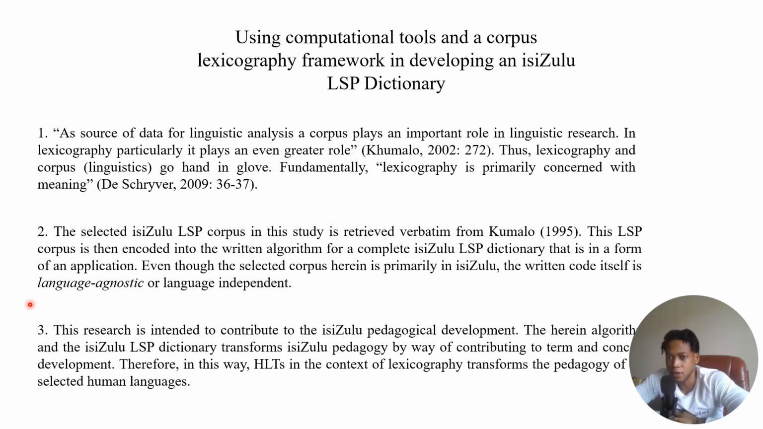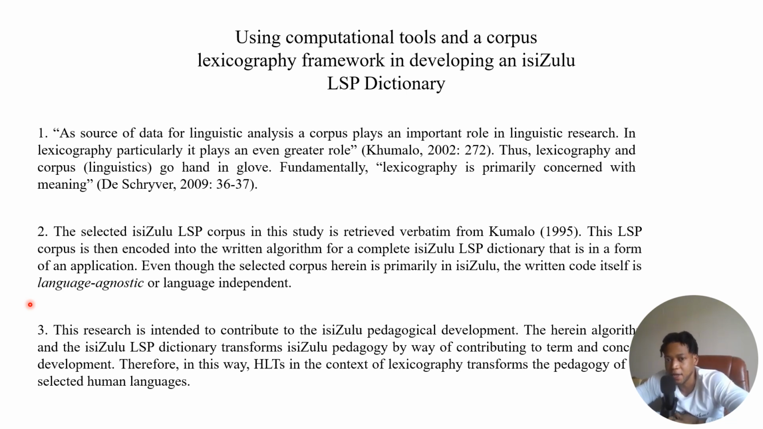So here we have two words: corpus and lexicography. A corpus refers to a collection of text, whether written or spoken. And lexicography refers to the development or the writing, the process of writing dictionaries. And so corpus lexicography refers to using a corpus in order to establish or write or develop dictionaries.